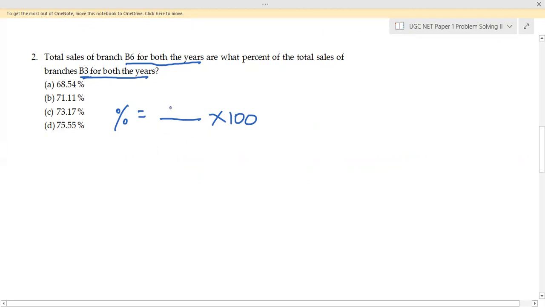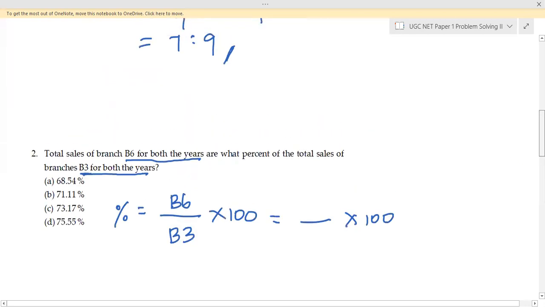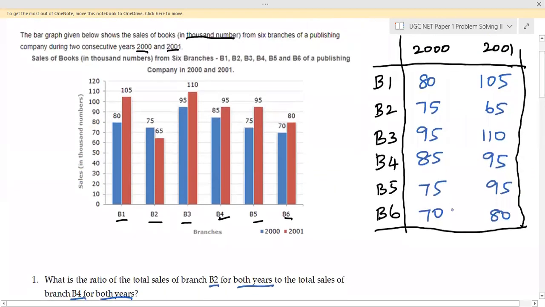And here, what fraction will come? That matters. So again, we'll see the question very carefully. The total sales of branch B6 for both the years are what percentage of total sales of B3 for both the years? That means out of B3's total, what would be B6 total's percentage? So I'm going to come back to the table. B3's total we want, that comes in the denominator's position, and B6 total comes in the numerator's position. We'll go to the table once again. B3 and B6, strongly remember it. So B3 is total.